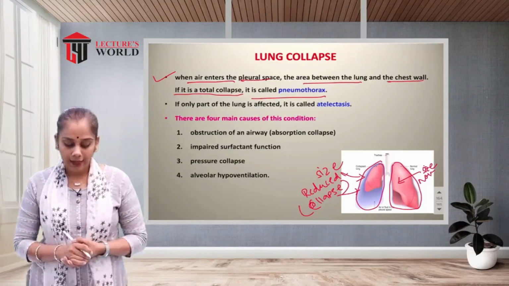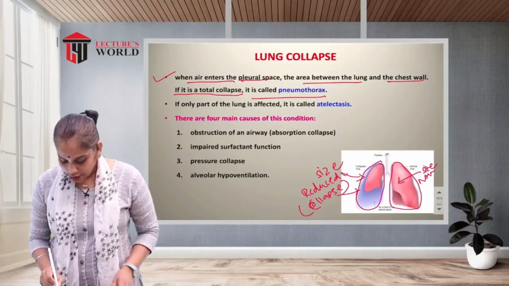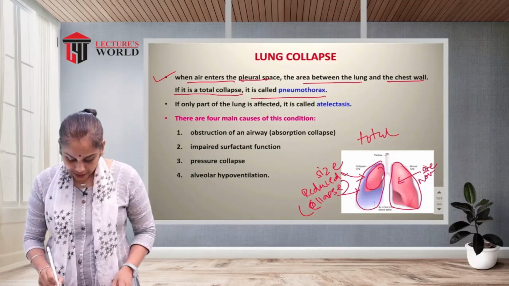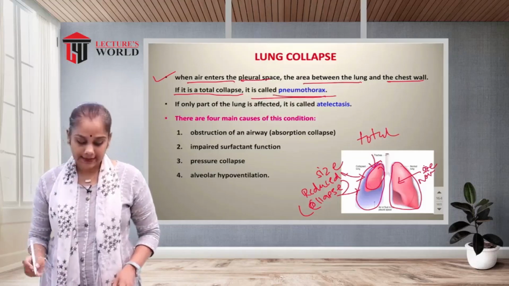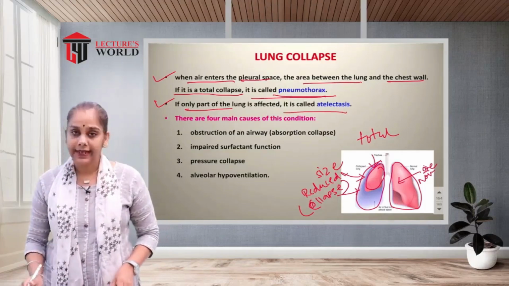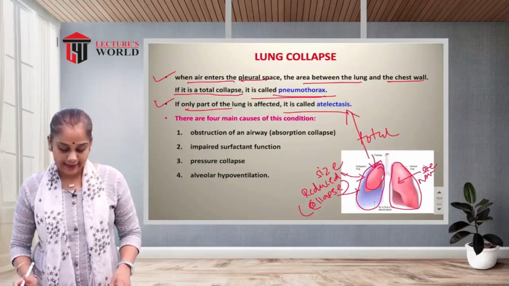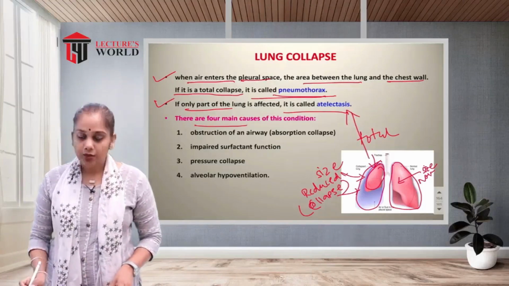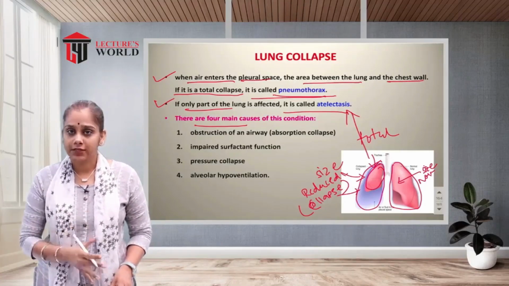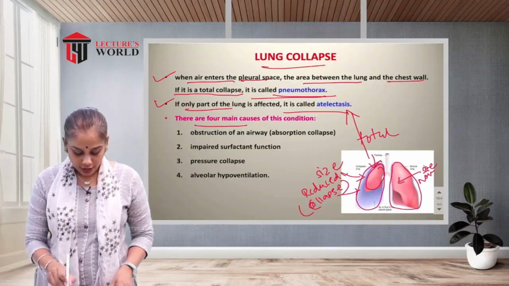Okay, what is lung collapse? The lung is collapsed, or we can say there is a total collapse. Total collapse is known as a pneumothorax. If only part of the lung is affected, that is known as atelectasis. Sometimes only the lobes collapse. So this is the condition, a lung collapse.